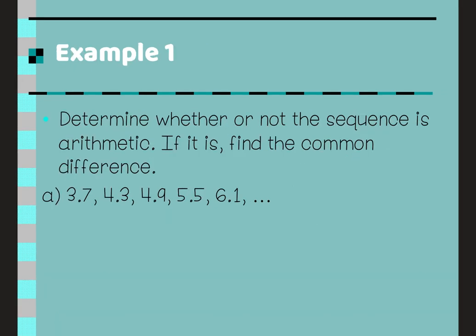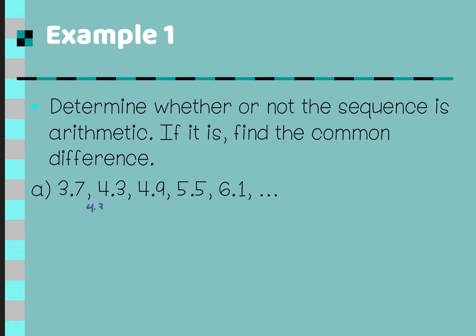Okay, so example 1 says to determine whether or not the sequence is arithmetic, and if it is, find the common difference. So obviously, they're not going to be so obvious all the time. You're going to do second minus first, third minus second, fourth minus third, and last minus fourth. So you have to make sure it is the same each time. So if I go 4.3 minus 3.7, I get 0.6. If I do 4.9 minus 4.3, I get 0.6. 5.5 minus 4.9, 0.6, and 6.1 minus 5.5, 0.6.